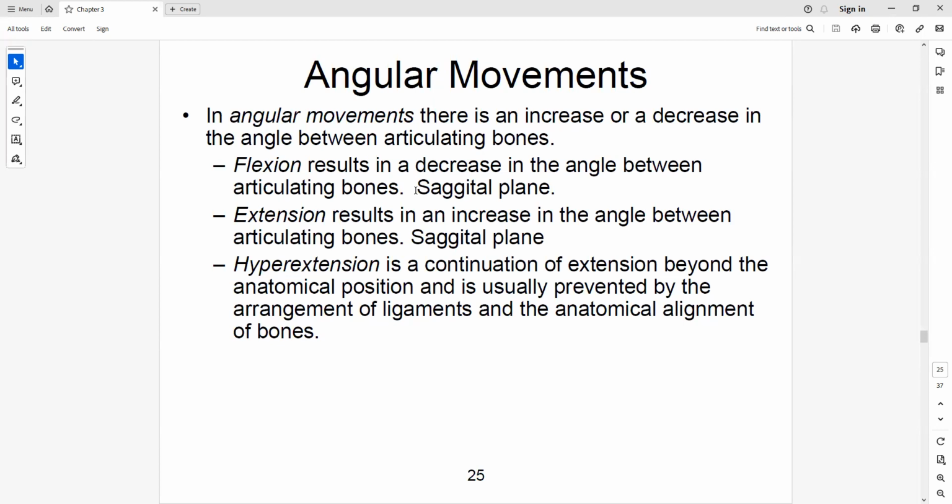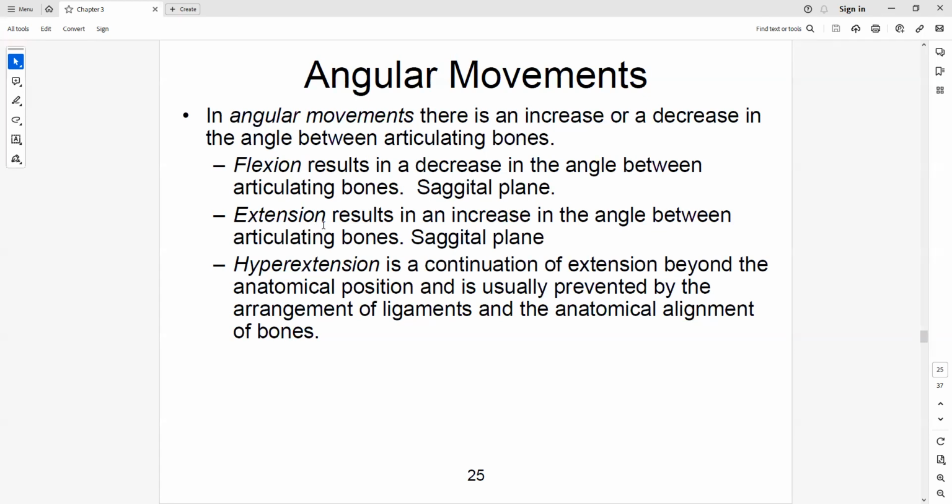Think about another flexing example, the femur and the coxal bone. When you step on a stair, you are flexing your thigh. This movement is happening in the sagittal plane, and you are decreasing the angle between the femur and the coxal bone. Extension is the returning of these bones back to anatomical position.